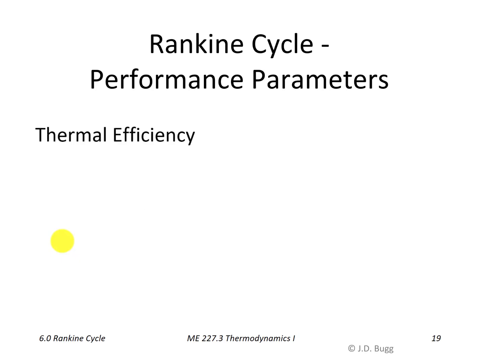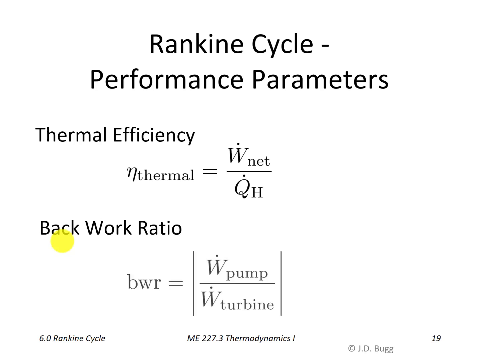So the first performance parameter that we've talked about quite a bit is the thermal efficiency, and that's the net work divided by the heat supplied. Here they're both expressed as rates, and that's typically how we would be viewing them. Another performance parameter, though, used for all power cycles is something called the back work ratio. So the back work ratio, or BWR, is the magnitude of the pump work divided by the turbine work. And again, it's a positive number, that's why we take magnitudes. So this is essentially saying that for all of the work that the turbine produces, how much of that is required to go back into the cycle to run the pump. So pump power divided by turbine power is the back work ratio.